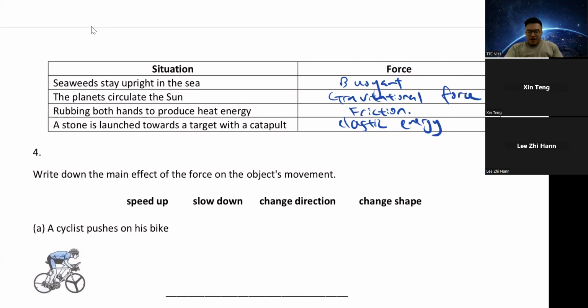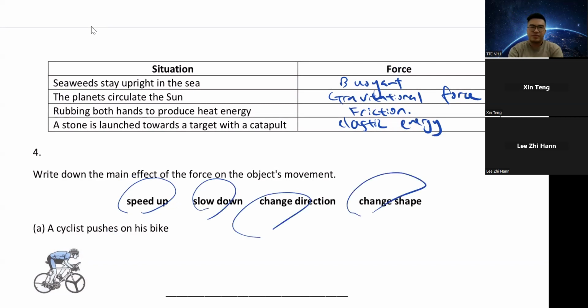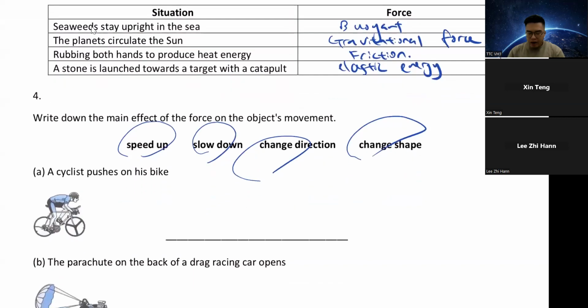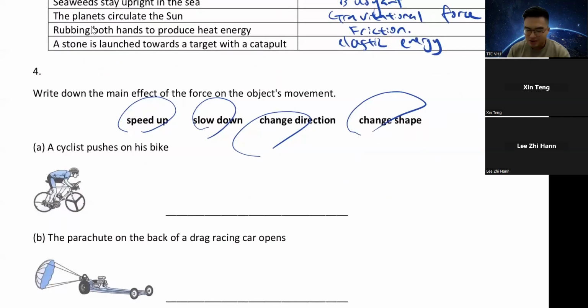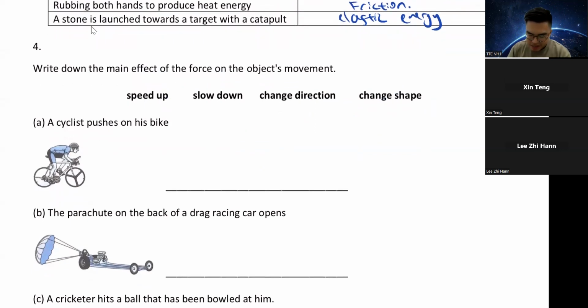Okay, right now the main effect of force on objects movement. What will force do? It will speed you up, it will slow you down, it will change your direction, it will change your shape. Basically all four. Oh wait. Oh, you want us to write down here. Okay, I misunderstood the question. Okay, so pushing the bike, this is to speed up.